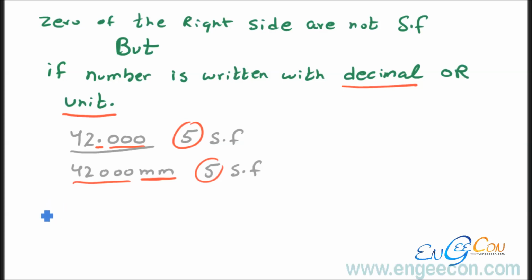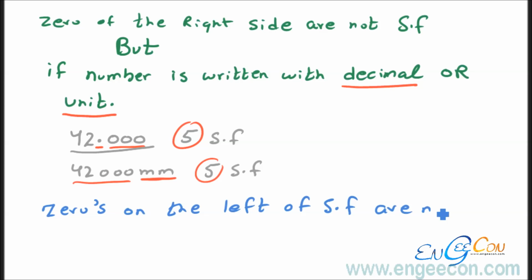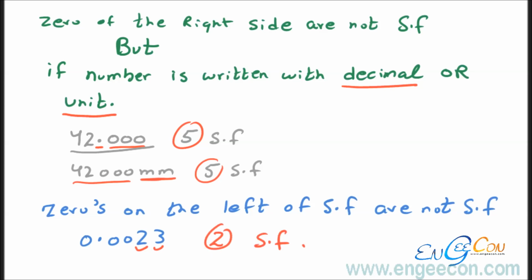Then next, are 0 on the left of the significant figures significant or not? The zeros on the left of significant figures are not significant. For example, if we have 0.0023, we have only 2 significant figures. So in scientific notation, digits other than the power of 10 are significant.